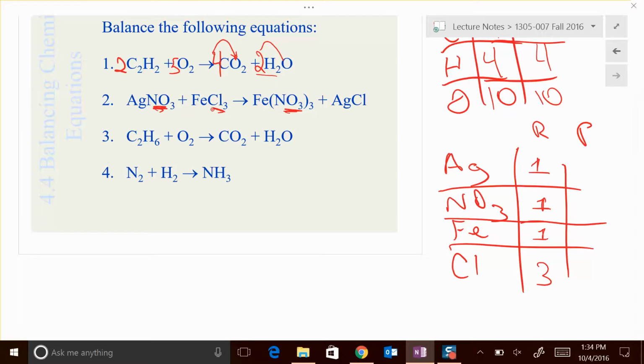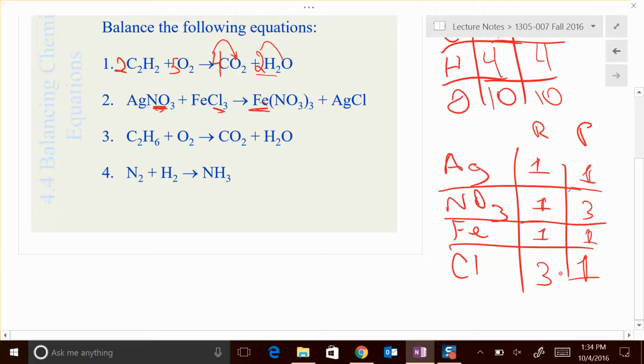All right, now let's look at the other side. On the product side, how many silvers do I have? How many NO3s do I have on the product side? 3. How many irons, Fe's, do I have on the product side? 1 iron. How many chlorines? 1.